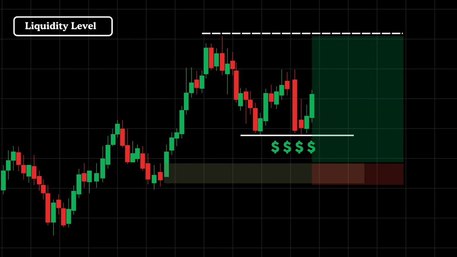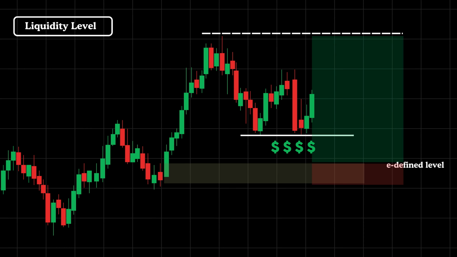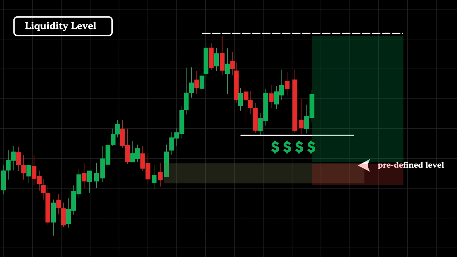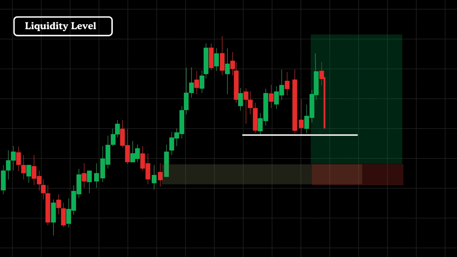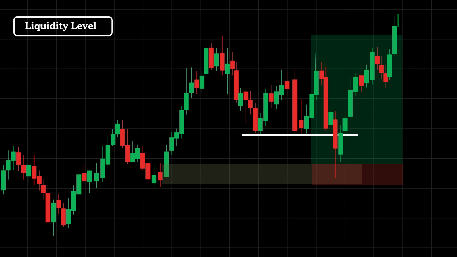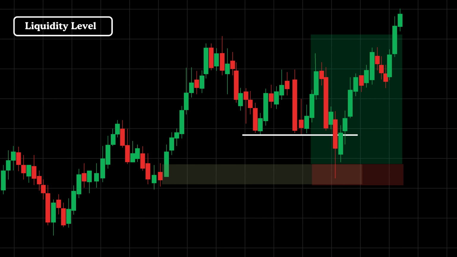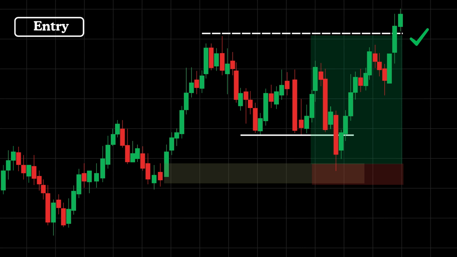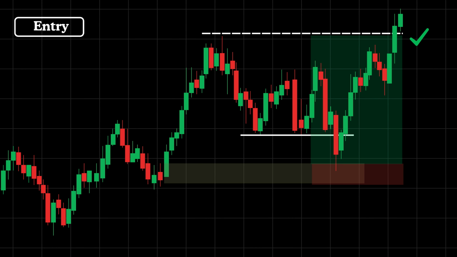A limit order means you're not entering the market at the live price, but instead at a predefined level along with your stop and profit parameters. This approach saves you from having to watch the charts all day. Just set your limit order and let price do the rest. In our example, price dips below the liquidity point, tags the entry, and then reverses upward, hitting the take profit.